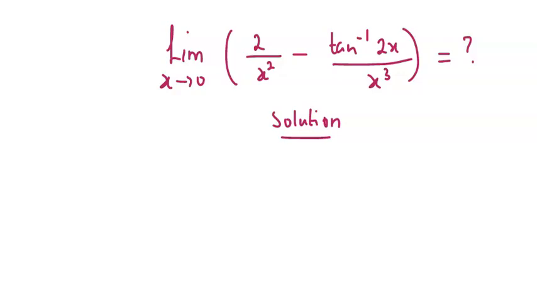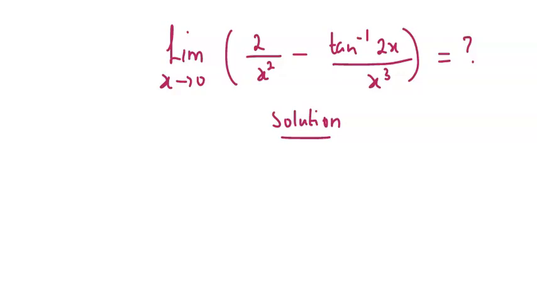Today we have this interesting limit: the limit as x approaches 0 of 2 over x squared minus the inverse tangent of 2x divided by x cubed. In this video, we're going to solve this problem. So let's get started. Well, now we need to obtain a common denominator.